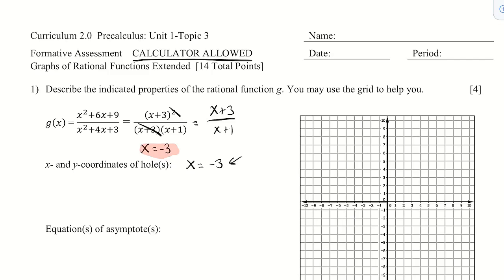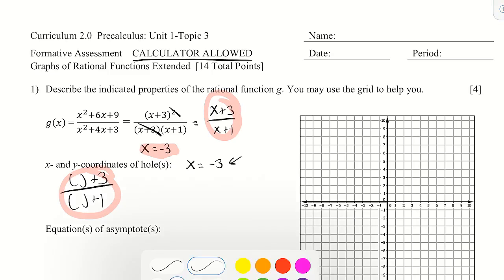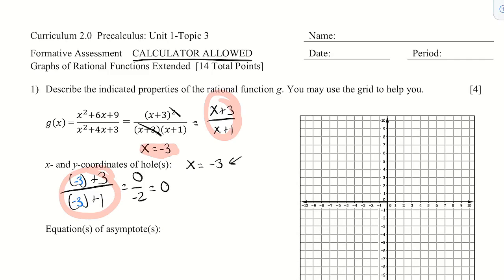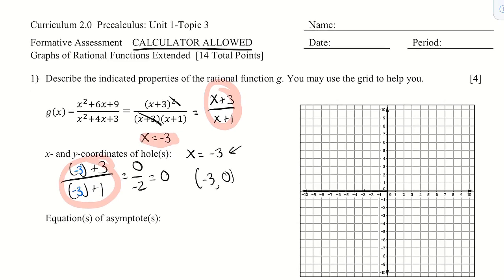But where is that hole going to be? Well, if you take that -3 and plug it into the canceled version, I'm going to write parentheses plus 3 over parentheses plus 1. I'm taking this factored version and plugging in this -3. So I end up getting 0 over -2, which actually gives me 0. So that means at the ordered pair -3, 0, there's actually going to be a hole. So that's what I'll put in here. At -3, 0, there's a hole.